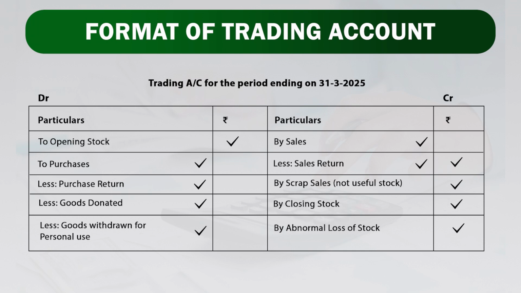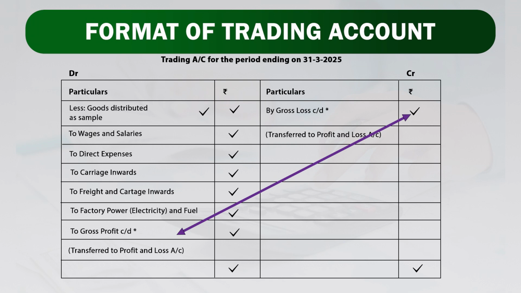profit and loss account. Now, after recording all these entries of the debit side and credit side, we will have a balancing figure, either on the debit side or the credit side. If we have the balancing figure on the credit side, that is known as gross loss. It means the total of the debit side is more and the total of the credit side is less, and this loss we have to transfer to profit and loss account.